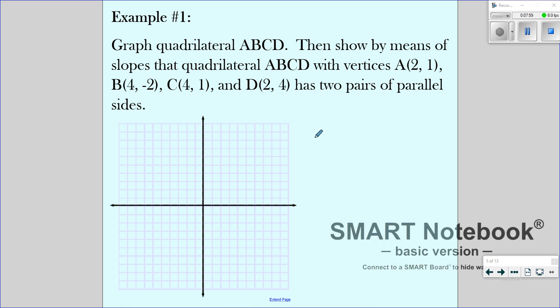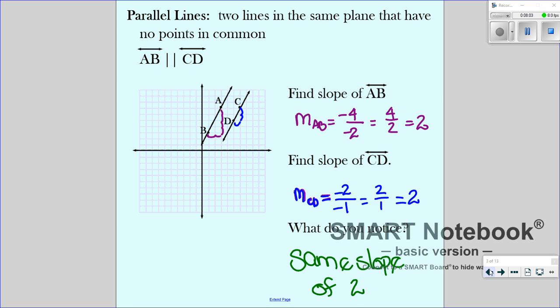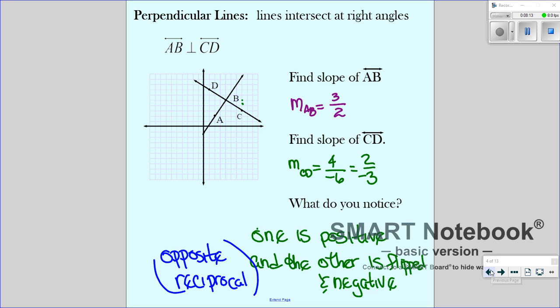Alright, so let me go back before we do an example. With parallel lines, in order for the two lines to be parallel, their slope has to be the same. In order for two lines to be perpendicular, they have to be opposite reciprocal. That means, let's say if you have 2, the other one has to be negative 1 over 2. If they're opposite reciprocal, then the lines are perpendicular. If they have the same slope, then they are parallel.